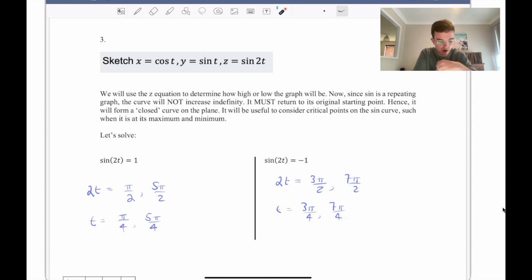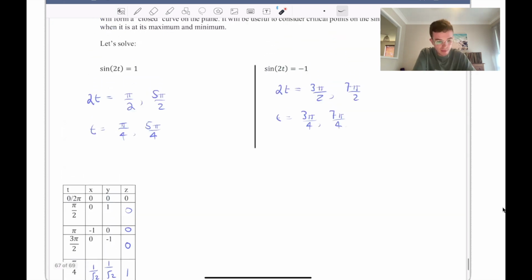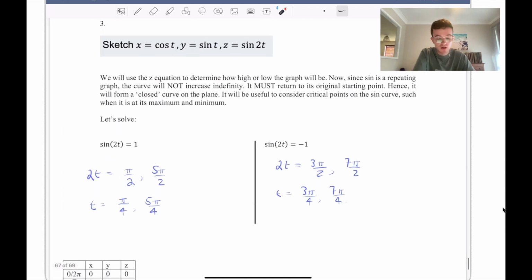Because the maximum is 1 and the minimum is -1, let's figure out those critical points. When is it 1 and when is it -1? If we solve sine of 2t equal to 1, we get pi on 2 plus 2 pi, because we go around twice, we get 5 pi on 2. Divided by 2, t is pi on 4 and 5 pi on 4. Same idea here, make it equal to -1, that's going straight down, 3 pi on 2 plus 2 pi, we get 7 pi on 2. So t is 3 pi on 4 and 7 pi on 4.